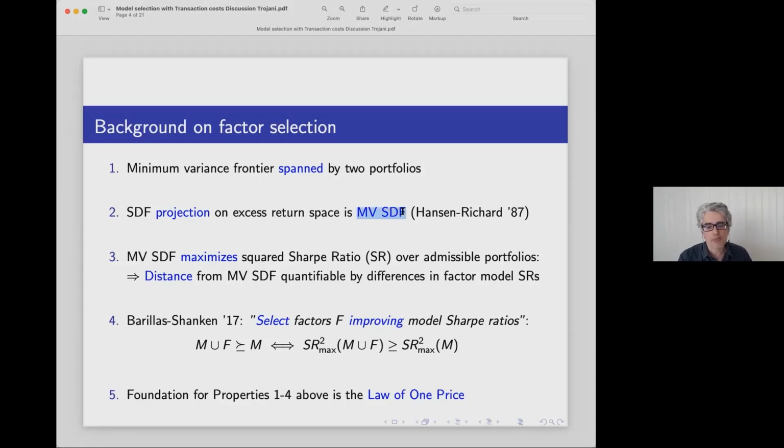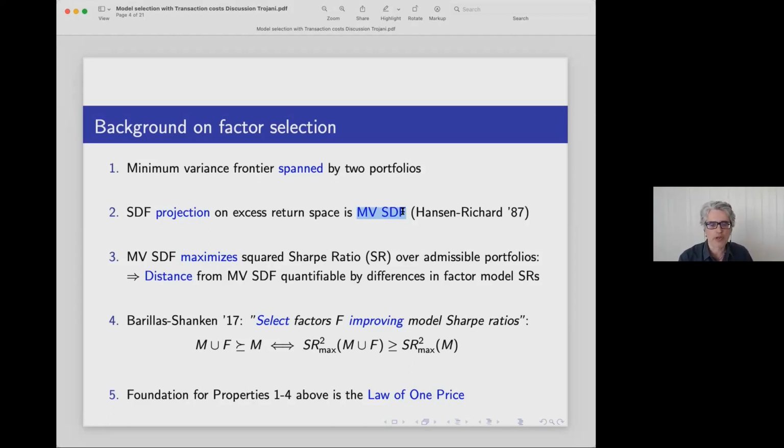Now, this is represented by a portfolio which we know is computed by maximizing Sharpe ratios. So it's basically the right benchmark with respect to which you can compute factor models to approximate the best possible asset pricing models you could compute. In that sense, measuring the difference between a model and the best target is nothing else than comparing maximal Sharpe ratios of combined factors on one side and the Hansen-Richard minimum variance SDF on the other side.